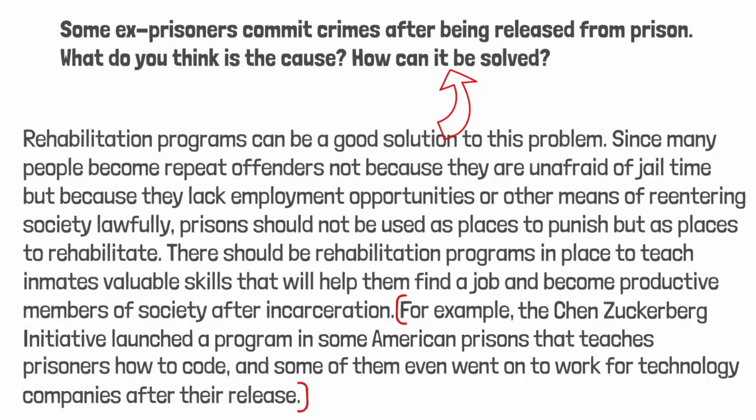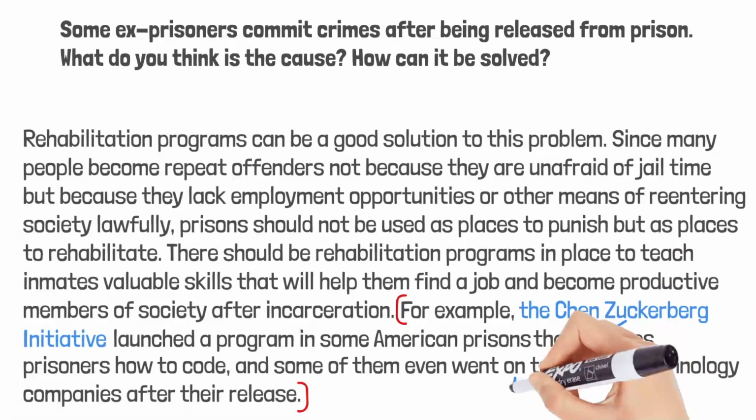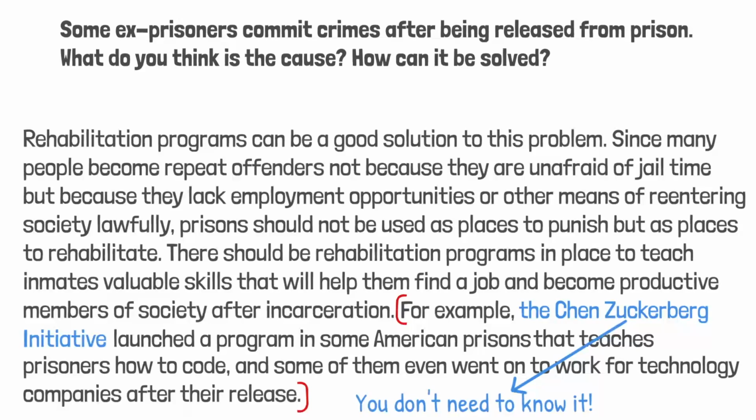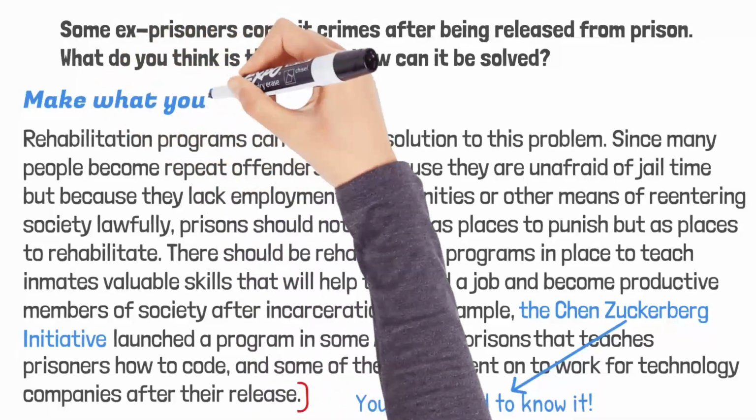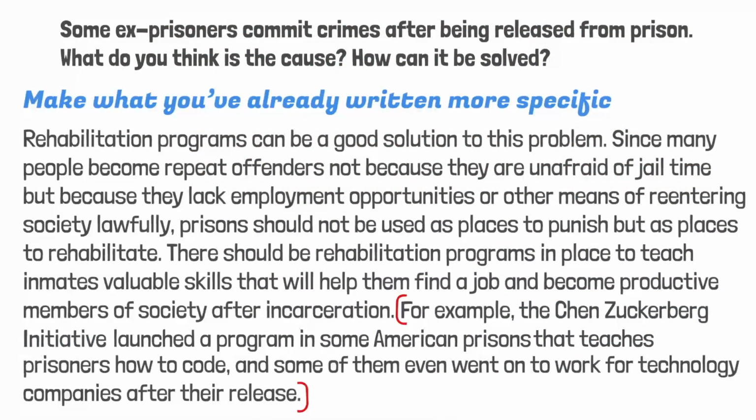Some people are like, oh, I don't know the Chen-Zuckerberg Initiative. I can't write examples like this. You don't need to know the Chen-Zuckerberg Initiative. All you need to do is make what you've already written more specific. So here we have, there should be rehabilitation programs in place to teach inmates valuable skills that will help them find a job and become productive members of society after incarceration.